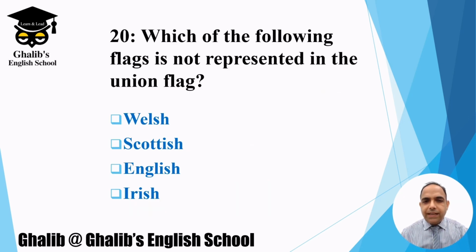Which of the following flags is not represented in the Union flag? Union flag means British flag. So we have St. George's cross, St. Andrew's cross, and St. Patrick's cross, but Welsh, that was the answer. So the Welsh flag is not represented. It's not because of the dragon, but because Wales was already united with England. That's why it doesn't appear on the Union flag.